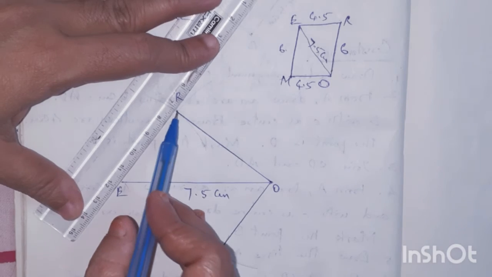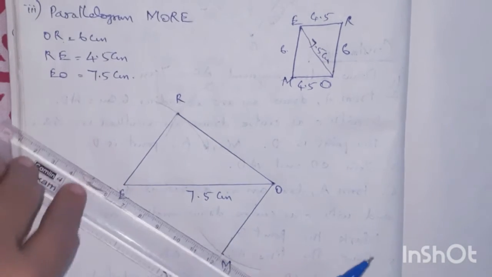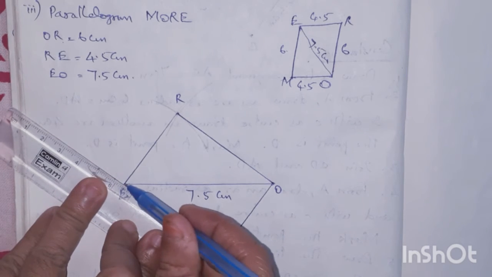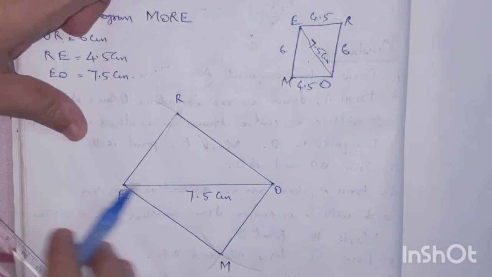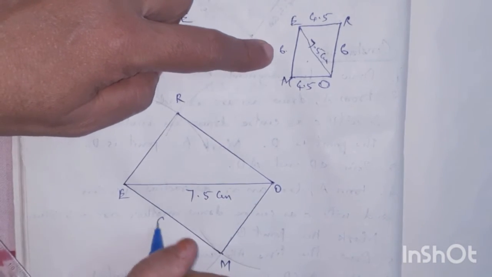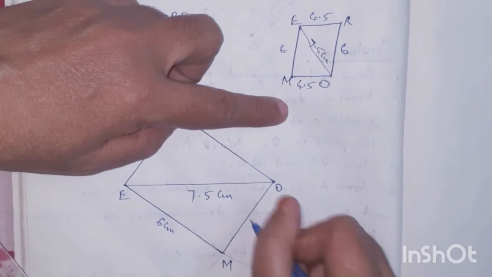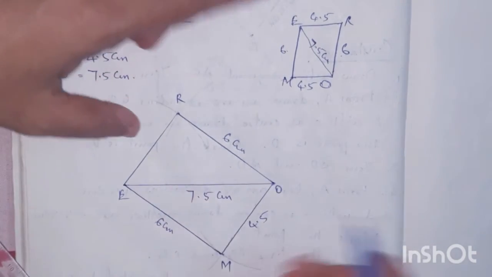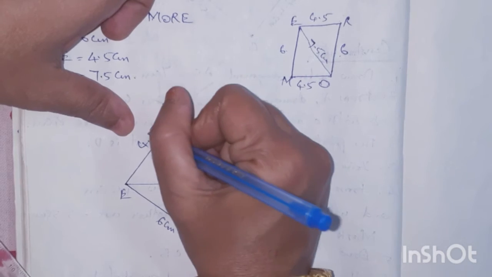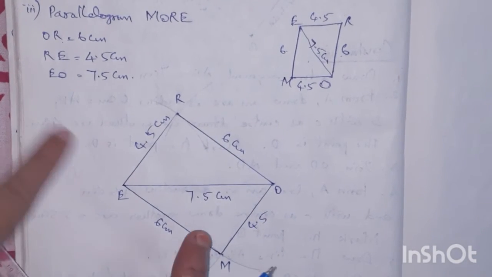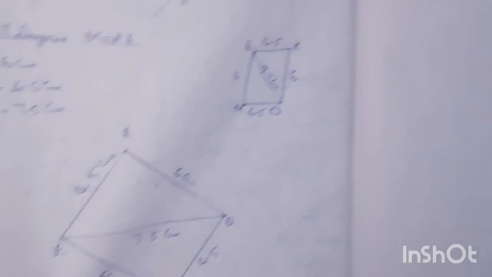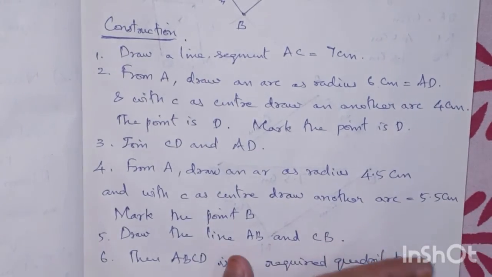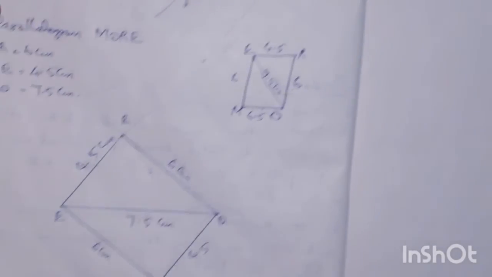Here RE and ME. ME is 6 centimeter. MO is 4.5 centimeter. Opposite sides are 6, then 4.5 centimeter. This is the construction also same, where we have written in the first sum. Same procedure we have to do second sum and third sum also.